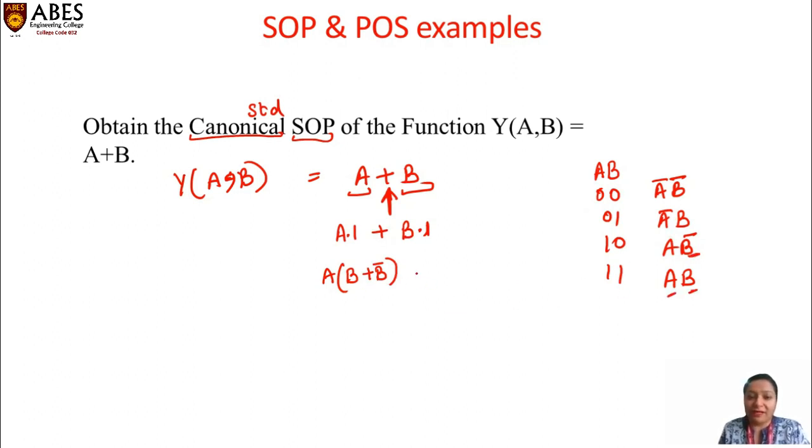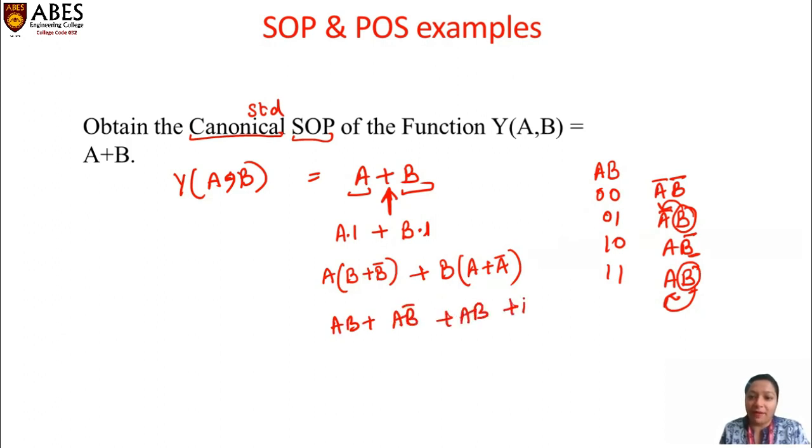So here we can write it like this. With B, A bar can also come, and with B, A can also come. So it can be A plus A bar. So we will open this expression: A B bar, A B plus A bar B.